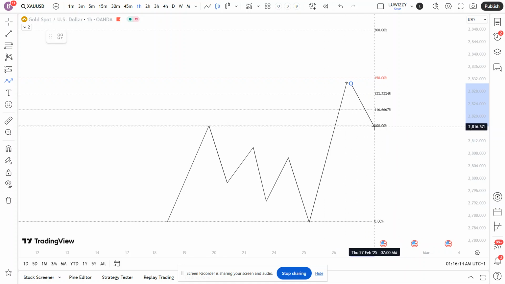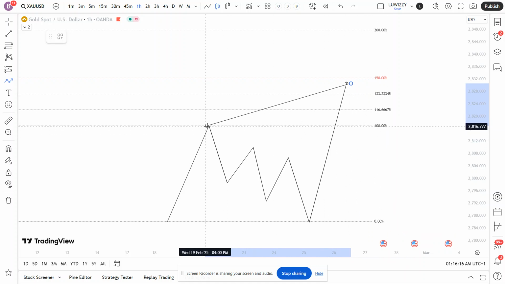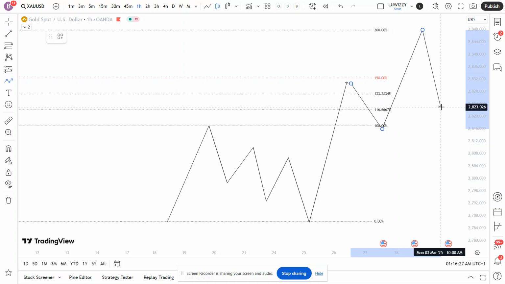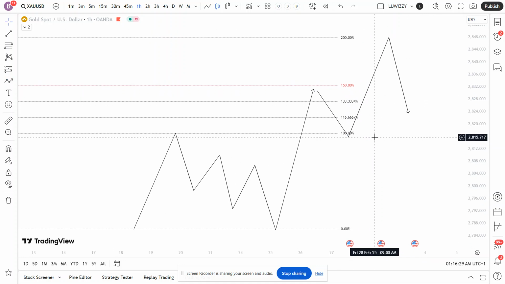Why? Retracing to this 100% level, tap into this breaker. This is a breaker, your POI in line with this 100% level. To tap your breaker, boom. As you tap it, then you go up, tap here again. You see, just this fib level, just the range.